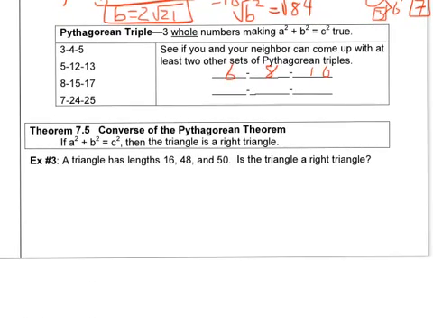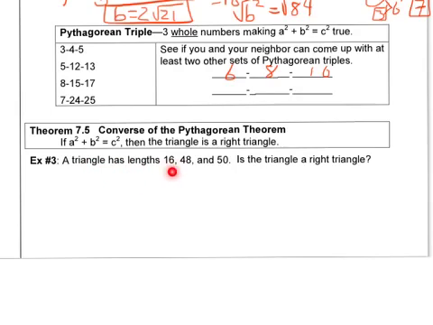Okay, let's move on. This is the important stuff. Kind of the new stuff. This says, Theorem Sum 5, if a squared plus b squared equals c squared, then we know the triangle is a right triangle. So we can actually use that information to tell if it's a right triangle or not. So, we can get these numbers here.